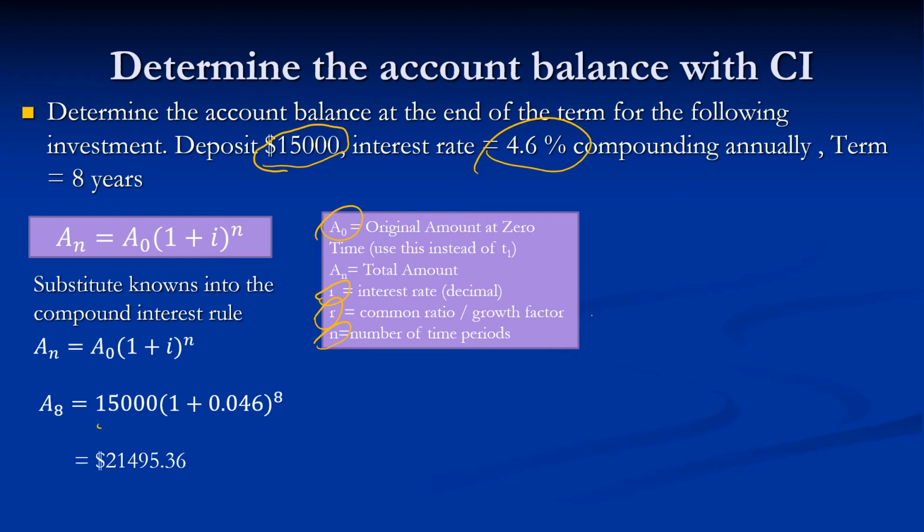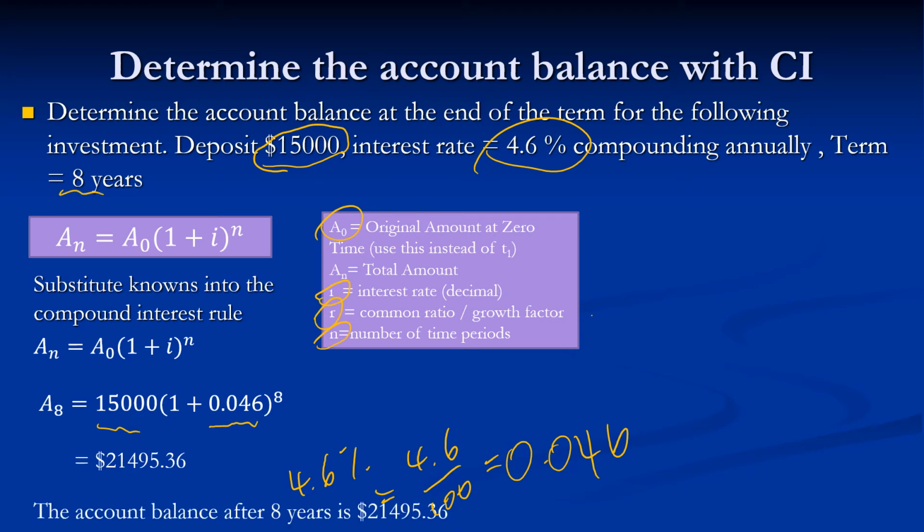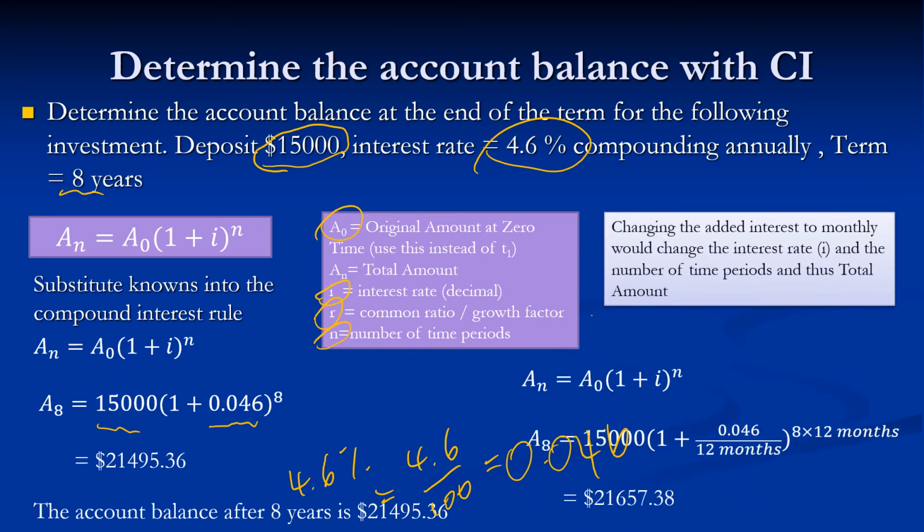So the original amount, which is 15 grand, 1 plus 4.6%. So you can see that 4.6% equals the same as 4.6 over 100, or divided by 100. So you can just move that decimal a couple of places. And then that's to the power of 8 because we have 8 time periods. So we just substitute that into our formula, and the account balance at the end of this time period is $21,495.